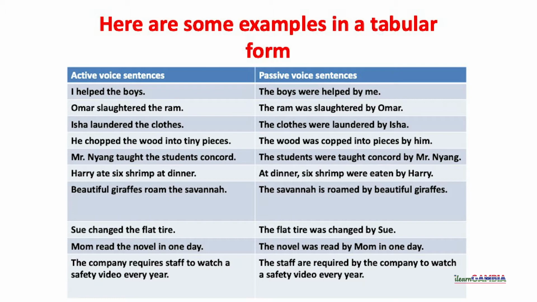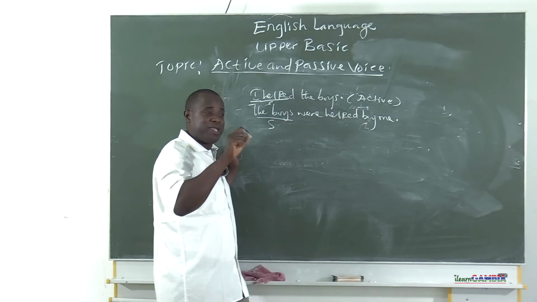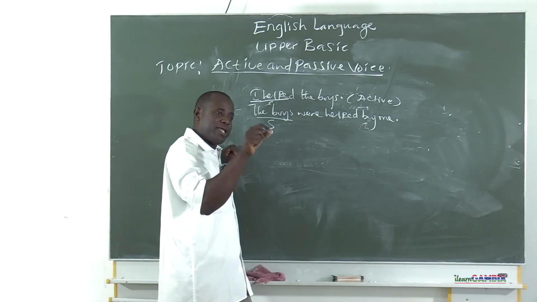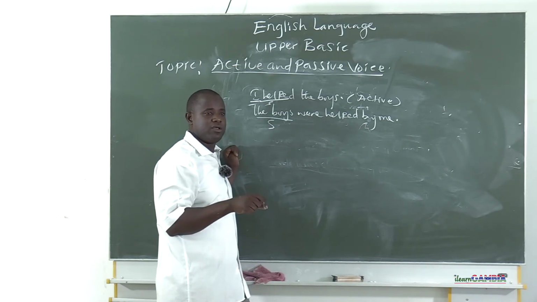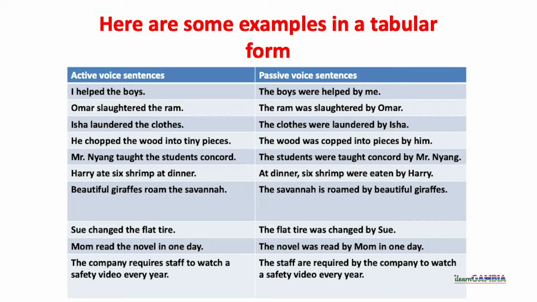What did he slaughter? The ram, which is the object. But when we come here, the ram was slaughtered by Omar. Now you can see here, in a passive voice, the object turns to be the subject of the sentence. But when it turns to be the subject of the sentence, it will not perform any action compared to when it is in an active voice. So here the ram was slaughtered by Omar.